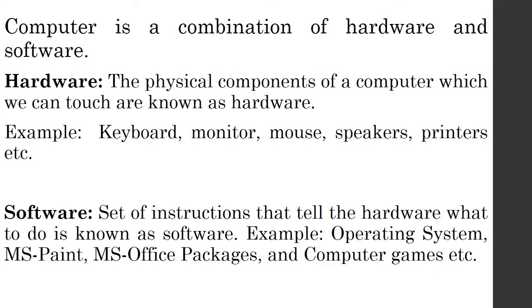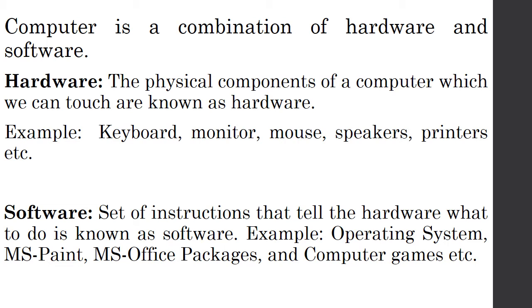A computer is a combination of hardware and software. Now we shall see what hardware is. The physical components of a computer which we can touch are known as hardware. In our body we have different parts like hair, head, eyes, ears, nose, legs, hands, etc. These are the parts of a human being which we can touch. Also we can feel them when we are touching them.